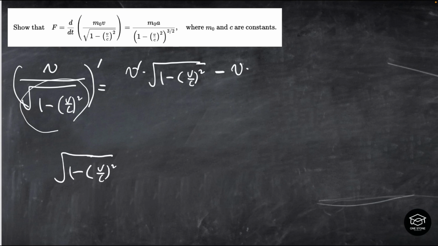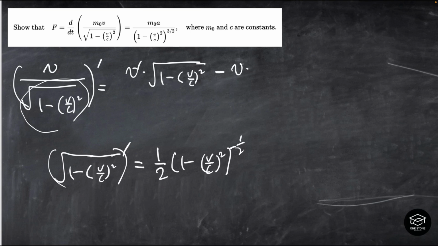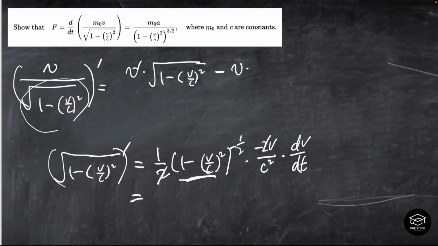To make this easier, rewrite the square root as a power. 1 minus v squared over c squared raised to the 1/2. Using the chain rule again, bring down the 1/2, then multiply by the derivative of the inner expression, which is 1 minus v squared over c squared. Differentiating, that gives negative 2va divided by c squared. So now we multiply by 1/2, and we're left with negative va over c squared. That's the derivative of the denominator.